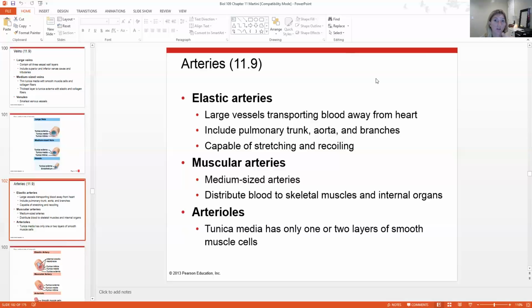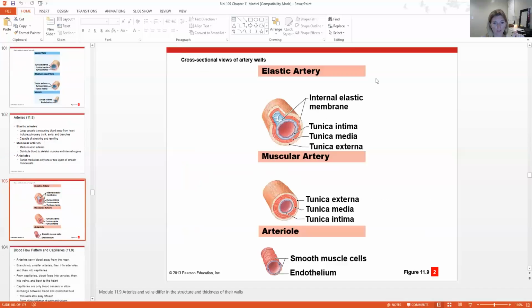The muscular arteries, these are the ones that are going to dilate and constrict in response to sympathetic and parasympathetic input. These are medium-sized arteries. And then the arterioles is where the tunica media only has a little bit of muscle. So these are not going to dilate and constrict as much as those muscular arteries do. And notice the arterioles don't have a tunica externa.